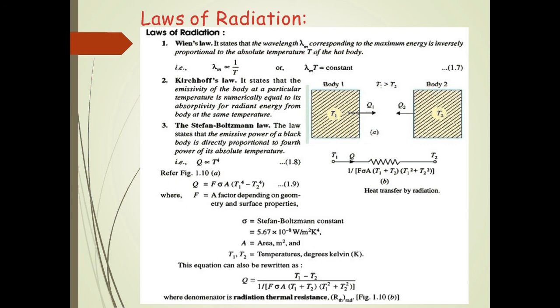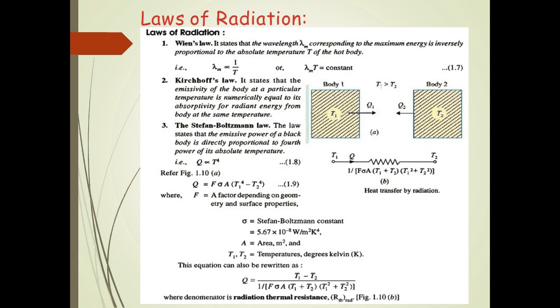Now, one example is also shown. One body is at T1 degree centigrade and another body is at T2 degree centigrade, provided that T1 is greater than T2. What will happen? Heat will transfer from the high temperature body 1 to the low temperature body 2. And here the amount of heat radiated is calculated by the equation Q is equal to F sigma A (T1 raised to 4 minus T2 raised to 4), where F is a factor depending on geometry and surface properties.